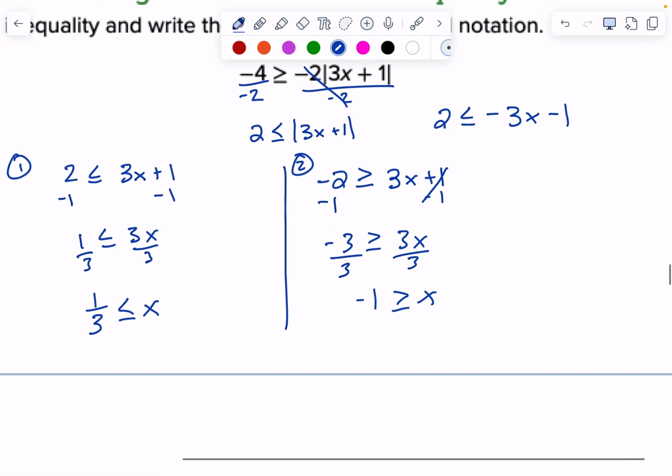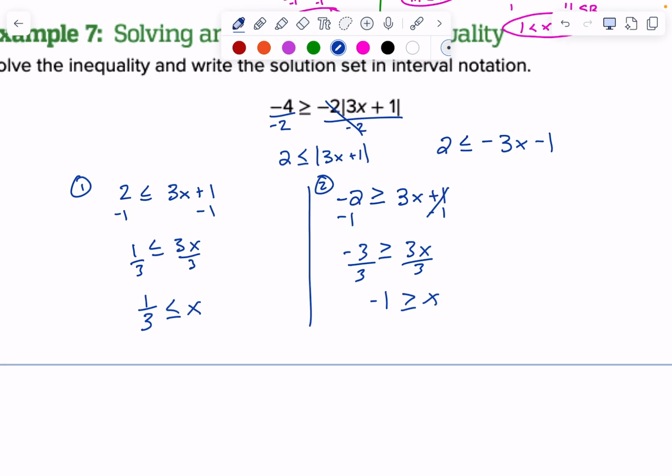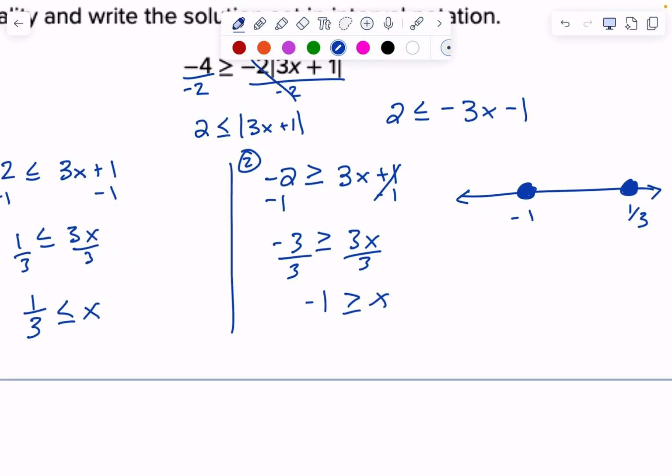Okay. If I graph him, negative 1 goes here. 1/3 goes here. They are separate. Closed circles on each one. Right? Yep. Closed circle, okay? And they're going apart. We're going less, x is less than negative 1, and x is greater than 1/3. So he's going like that, okay?